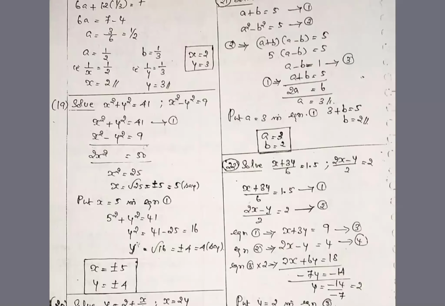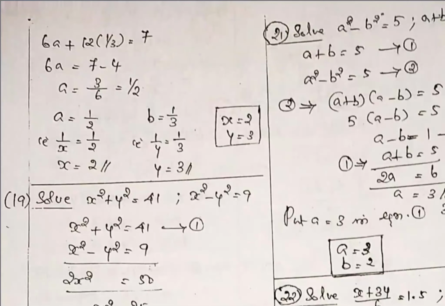You will get a is equal to 1 by 2. But a and b is not our answer. Our answer is x and y. Now go to the assumption: a is equal to 1 by x. We got a is equal to 1 by 2. Substitute in our assumption 1, that is because a is equal to 1 by x, that is 1 by x is equal to 1 by 2. From this, cross multiply, x is equal to 2.